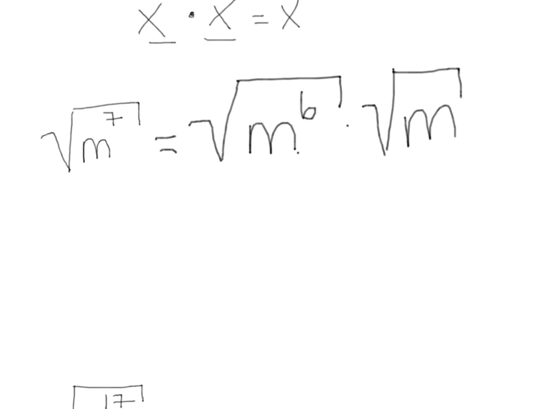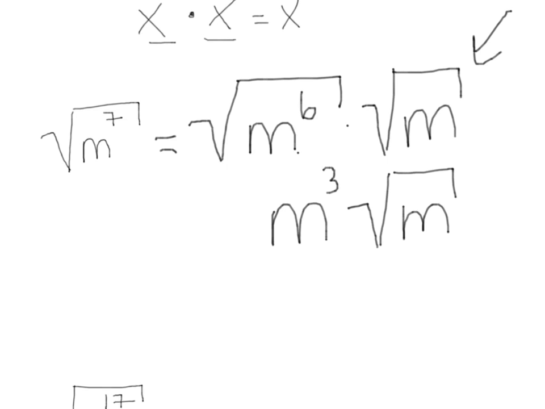So m to the power of 6, we just said that when we take the square root of an even exponent, I'm basically going to take half of its value, or half of its exponent. That's going to give me m to the power of 3. Because this is not a perfect square, I'm just going to bring it down like I did in those other numerical expressions. So the square root of m to the power of 7 can be written as m to the power of 3 times the square root of m.